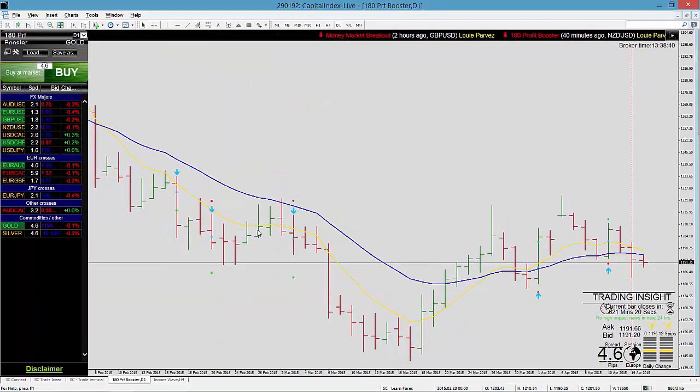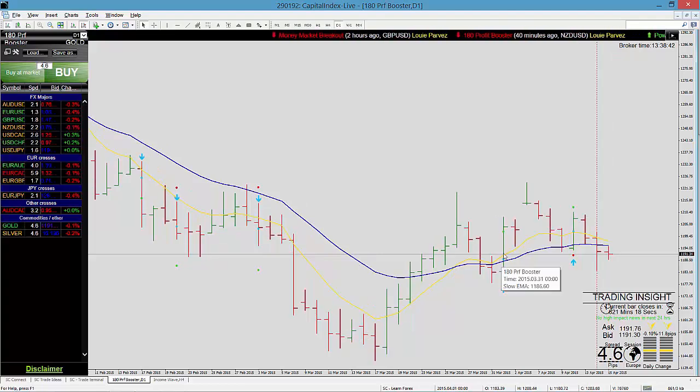And on the way down there, there's 3 winning trades on the way down. 4th winning trade, followed by a loser. Well, you're going to have losing trades from time to time.